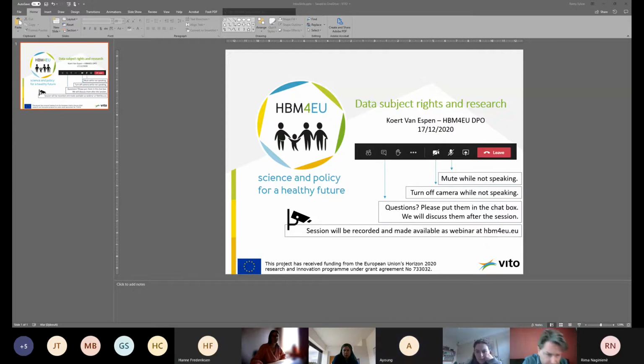Today is our fifth data protection awareness session, and the topic of today is the data subject rights in research. So the General Data Protection Regulation stipulates quite some rights for the data subjects, such as the right to be forgotten and the right to object. However, these are not always absolute rights, in particular in the context of research. So in this awareness session, we will go into details of the data subject rights within the context of research.